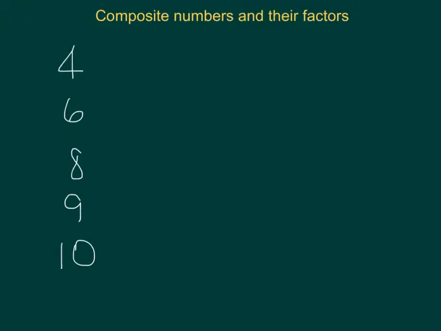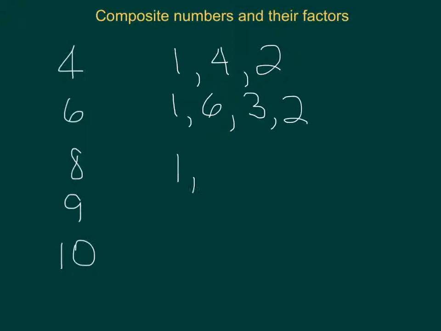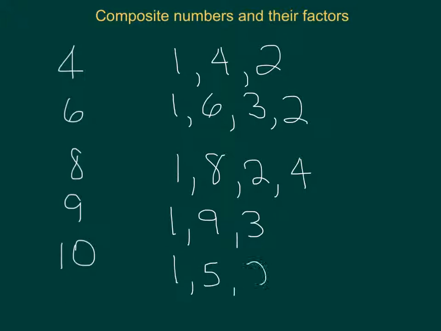Now, composite numbers include 1 and itself, but they also include another number. So for 4, it would include 2 because 2 times 2 is 4. For 6, you have 1, 6, 3, and 2. For 8, it would be 1, 8, 2, and 4. For 9, 1, 9, and 3. And for 10, 1, 5, and 2. The factors are the numbers that you multiply together to get the composite number.